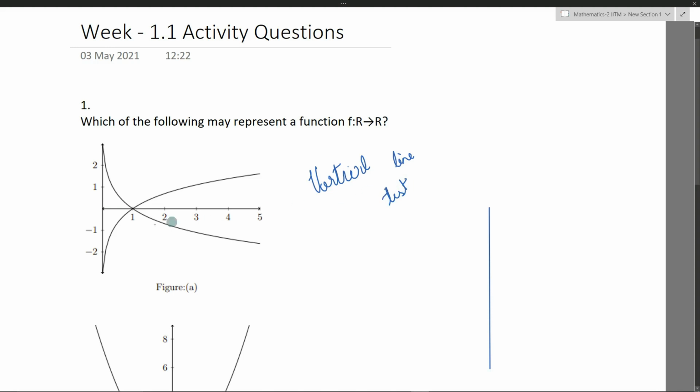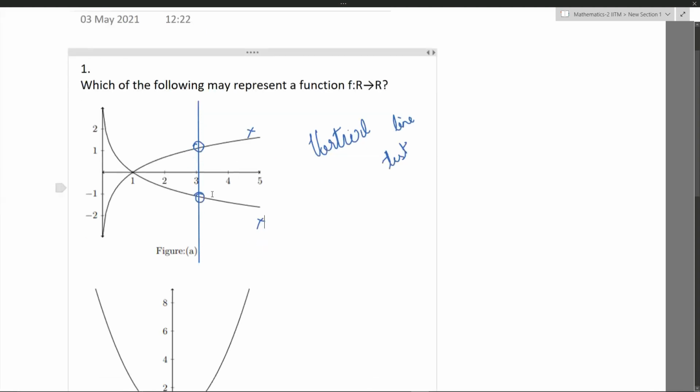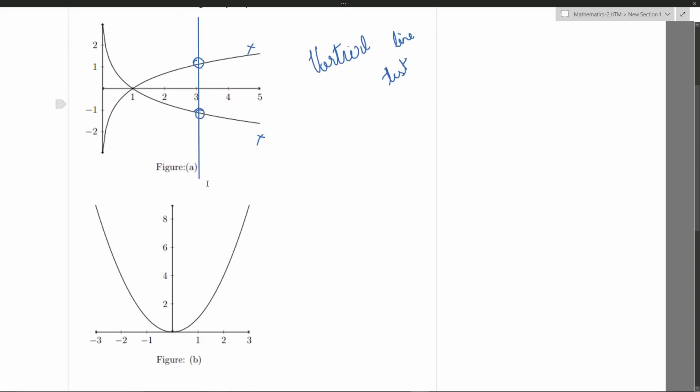If we pass a vertical line, say we move this line across the graph, and at any point there are two points intersecting this line, then we would not consider it a function, right? Similarly, if we move through here, we can rule out option number one, since the curve intersects the vertical line at two points, so therefore figure one is not a function, right?